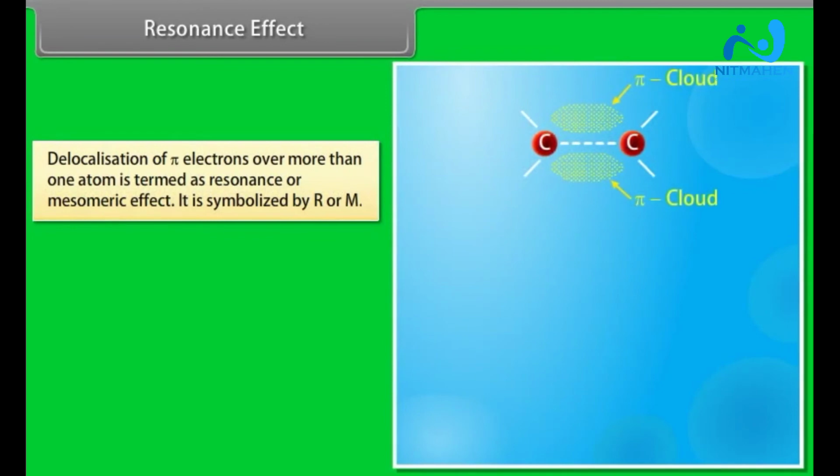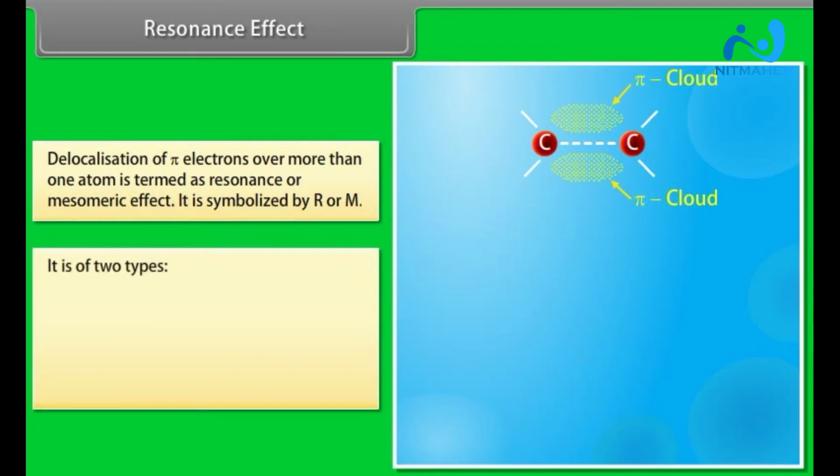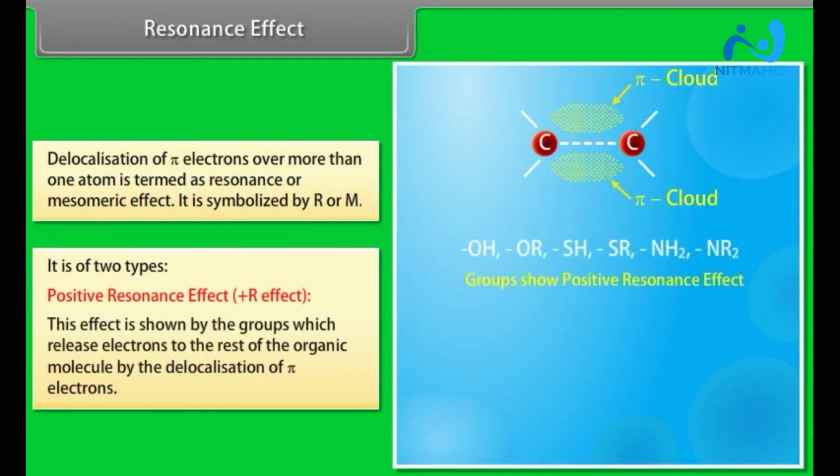Resonance effect. Delocalization of pi electrons over more than one atom is termed the resonance or mesomeric effect. It is symbolized by capital R or capital M. It is of two types: positive resonance effect, positive R effect. This effect is shown by the groups which release electrons to the rest of the organic molecule by delocalization of pi electrons. For example, aniline.